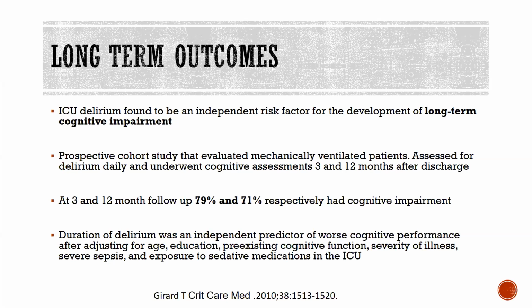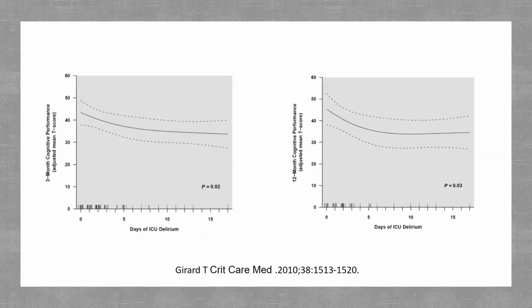And so this was after they adjusted for age, pre-existing cognitive function, severity of illness, and exposure to sedative medications. So here's just a couple of figures from that same study, and you could see some statistical significance with number of days of ICU delirium with worsening performance at 3 and 12 months in terms of their long-term cognitive performance on some of these tests.